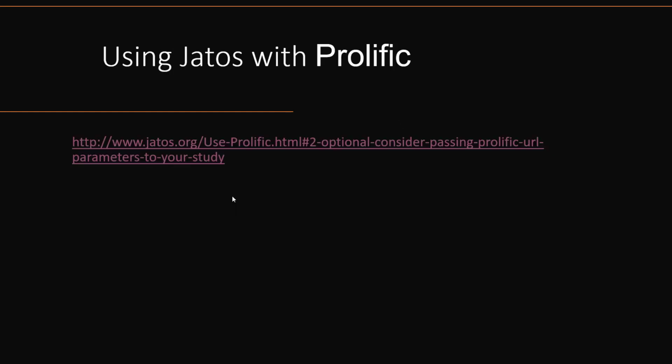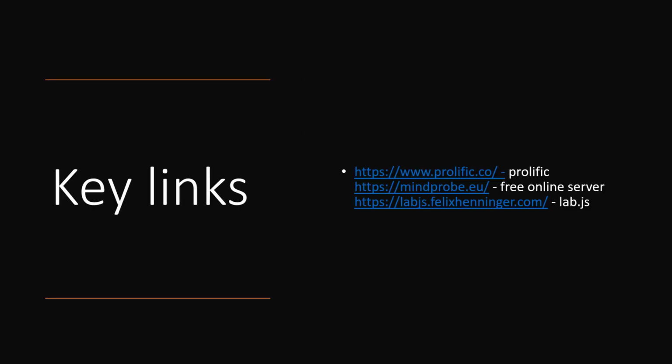You'll need to use something called JATOS. JATOS is the means by which you host your experiment, and I will show you how to set that up shortly. I mentioned earlier that you shouldn't be using the links that I use in this video, but here are the links you should be using. To access Prolific, you should be using prolific.co. For MindProbe, which is a free server, it allows you to host your experiment online. And the nice thing with MindProbe is that, as well as getting people directly from Prolific, you can also share your link on social media and various things like that. And if you've done 515, then this website, lab.js, should be fairly familiar to you.